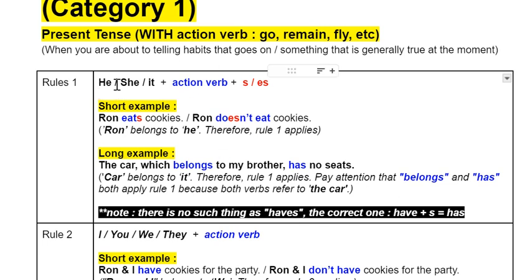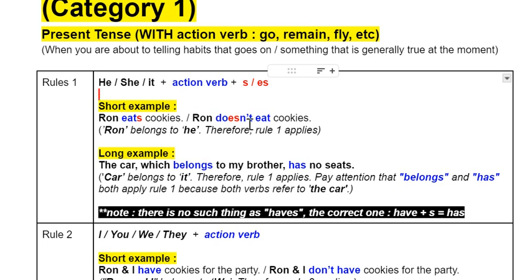I apologize. Okay, so he, Ron, eat. Action verb, the blue one, plus s, eats cookies. Or Ron doesn't eat cookies. So for your information, do plus s becomes does. So do not plus s or es becomes doesn't.